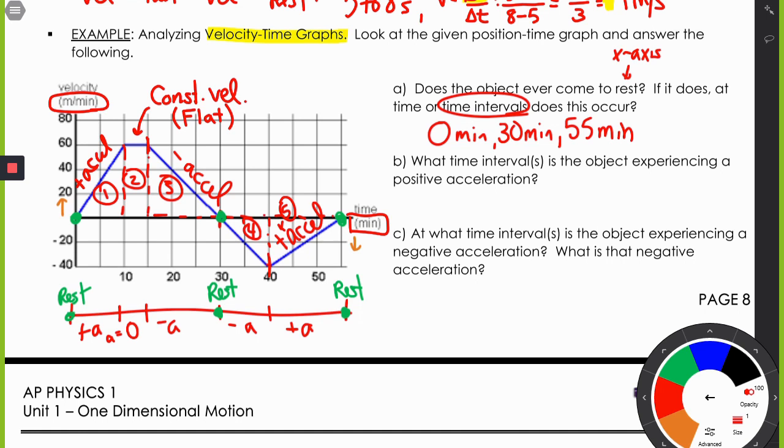All right, part B: what time interval or intervals is the object experiencing a positive acceleration? Well, we have two. If we look at our timeline, we go from 0 to 10 minutes and from 40 to 55 minutes.